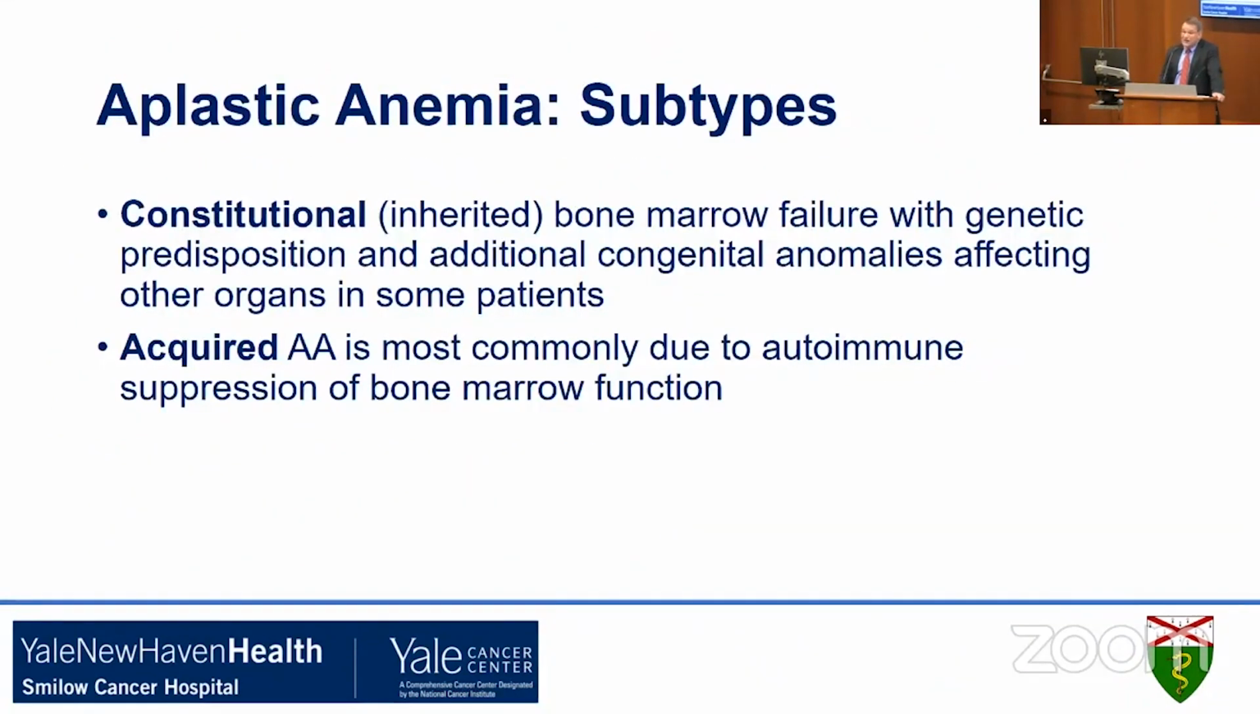There are two subtypes of aplastic anemia. One of them is constitutional or inherited bone marrow failure, with genetic predisposition and additional congenital abnormalities that sometimes may affect other organs. Not in all patients. About half of the patients will just have marrow failure, and other organs will not be involved. We mostly are going to focus on acquired aplastic anemia, which is the most common subtype and, in most cases, is related to autoimmune suppression of bone marrow function.